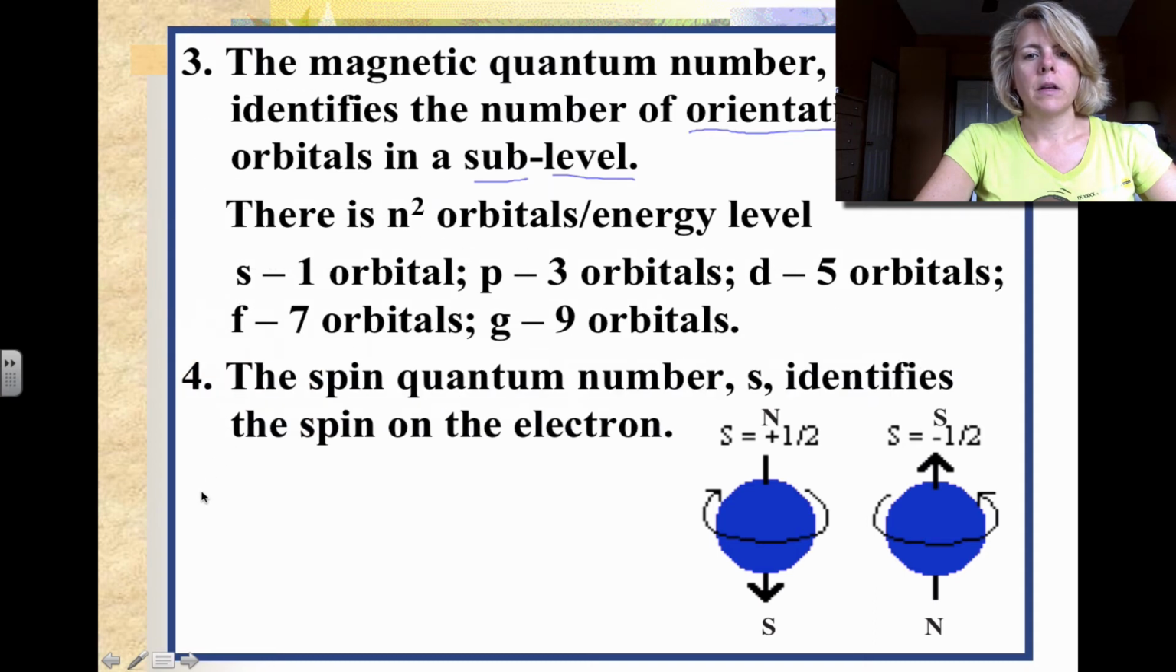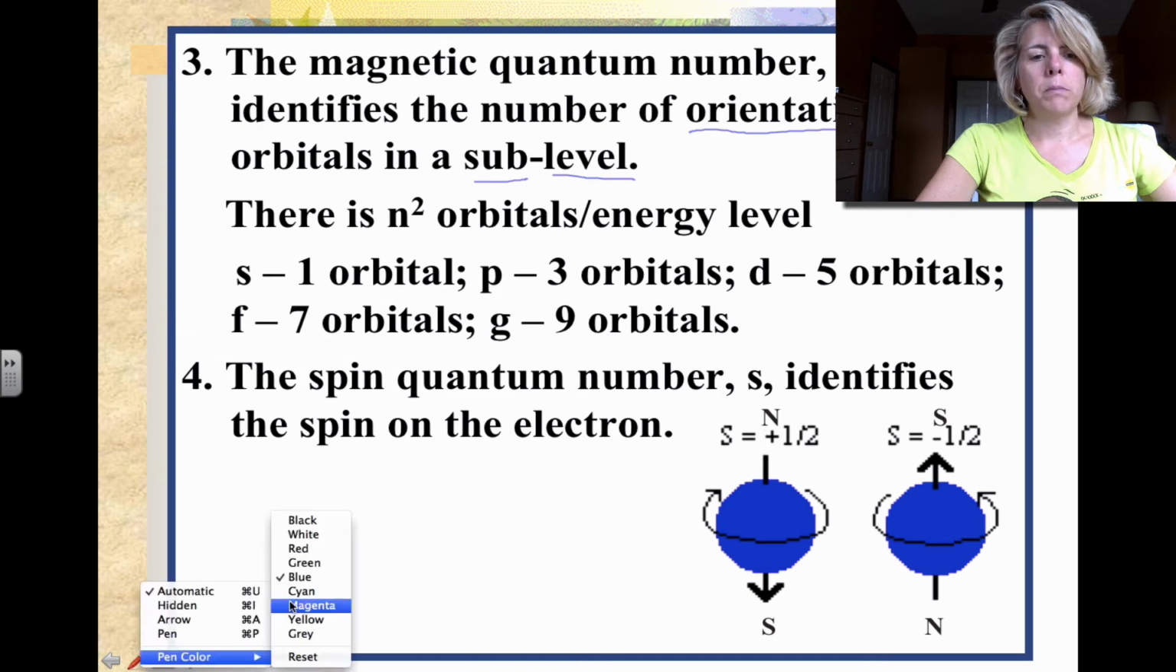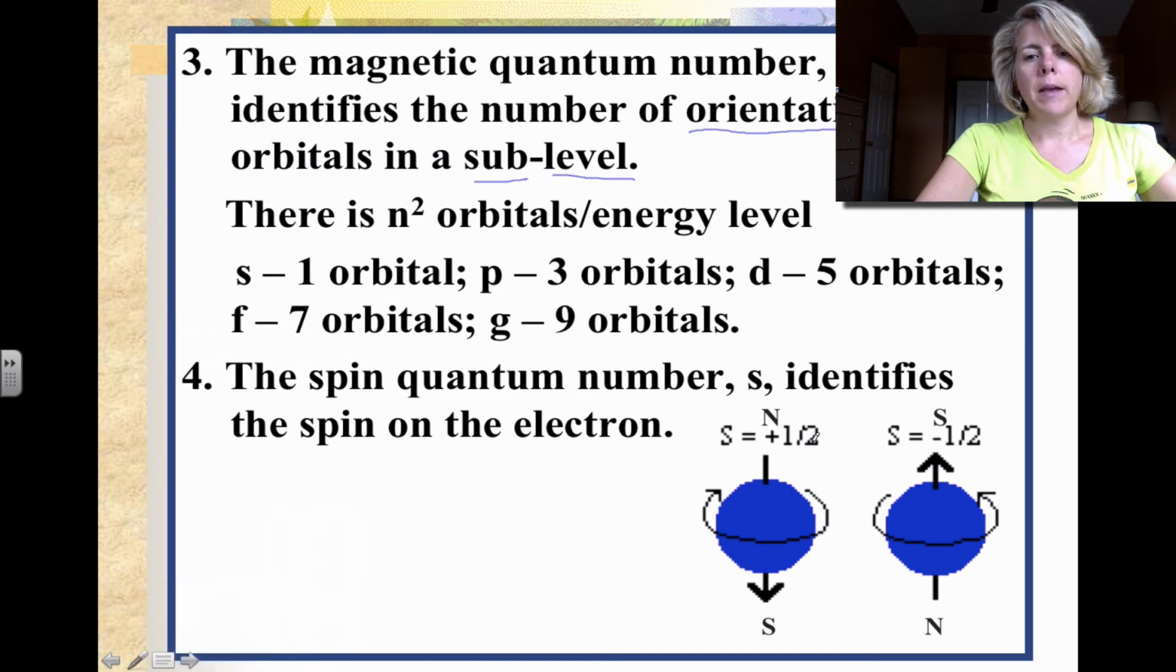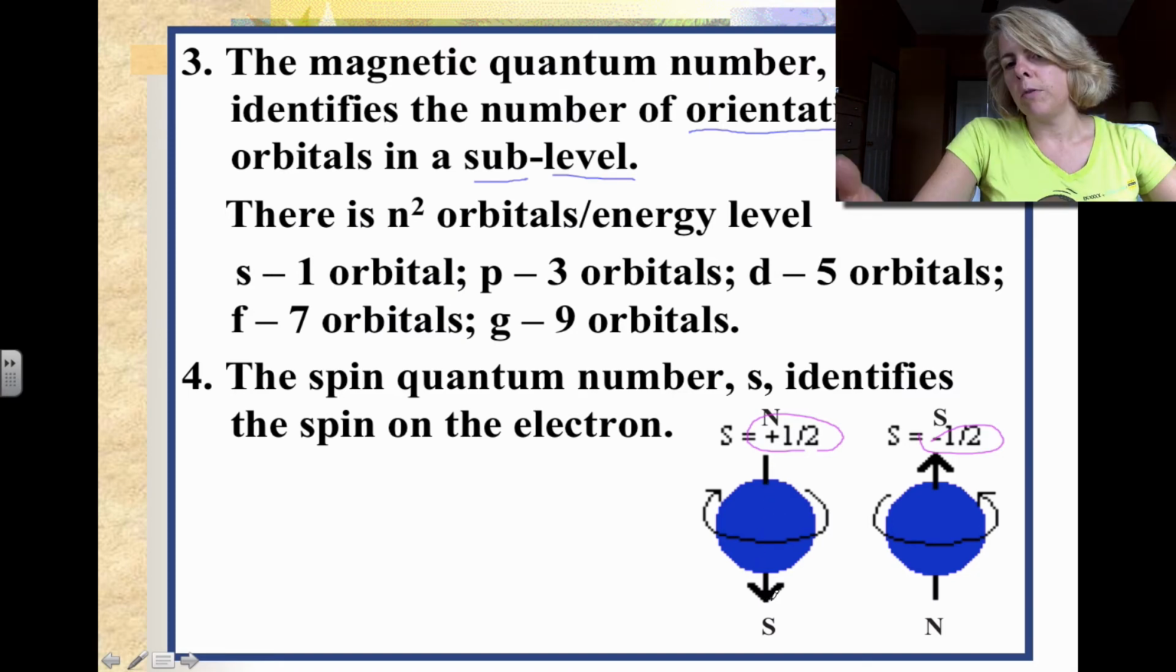The last quantum number is called the spin quantum number. And what that means essentially is, is the spin up or down? So notice, if you want to look at the planet as an example, it's pointing down if it's positive, it's pointing up if it's negative.